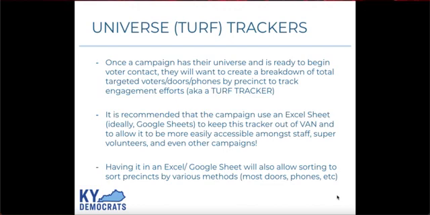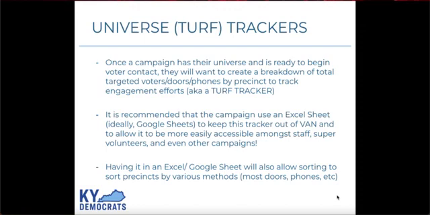So moving on here, we're going to talk about universe trackers, which are also commonly known as turf trackers. So once you have your universe and you want to start voter contact, one of the things you need to do before you really go knock a door is create a breakdown of your total targets. So your total number of voters, total number of doors, total number of phones by precinct to track these efforts, aka the turf tracker. You can keep these in an Excel sheet, but I would ideally say Google Sheets.